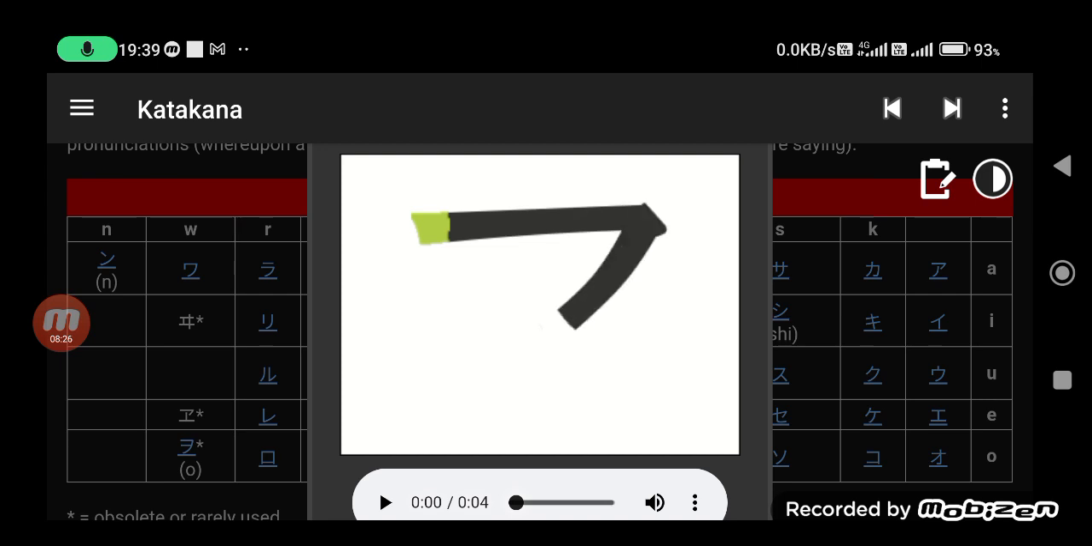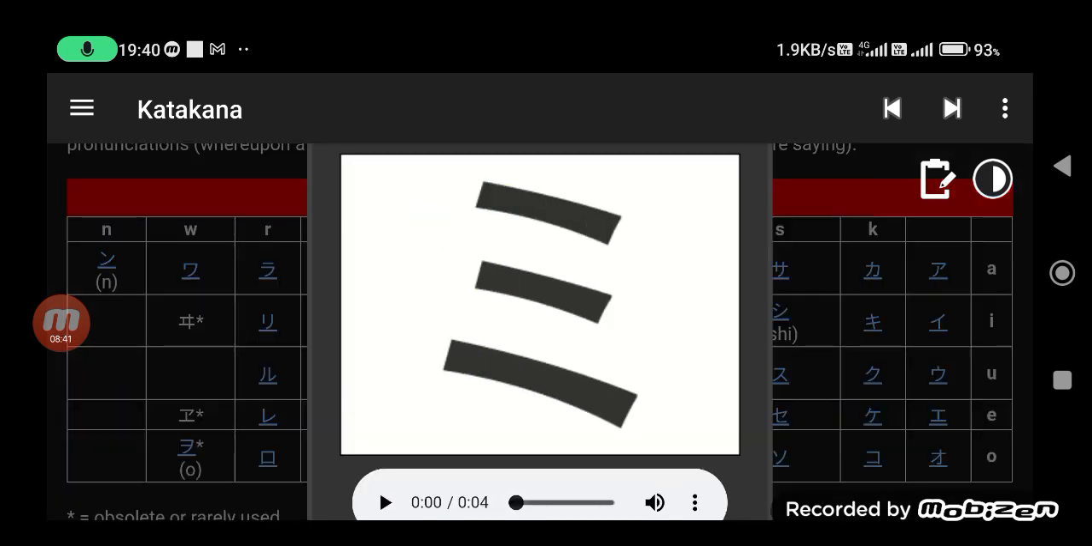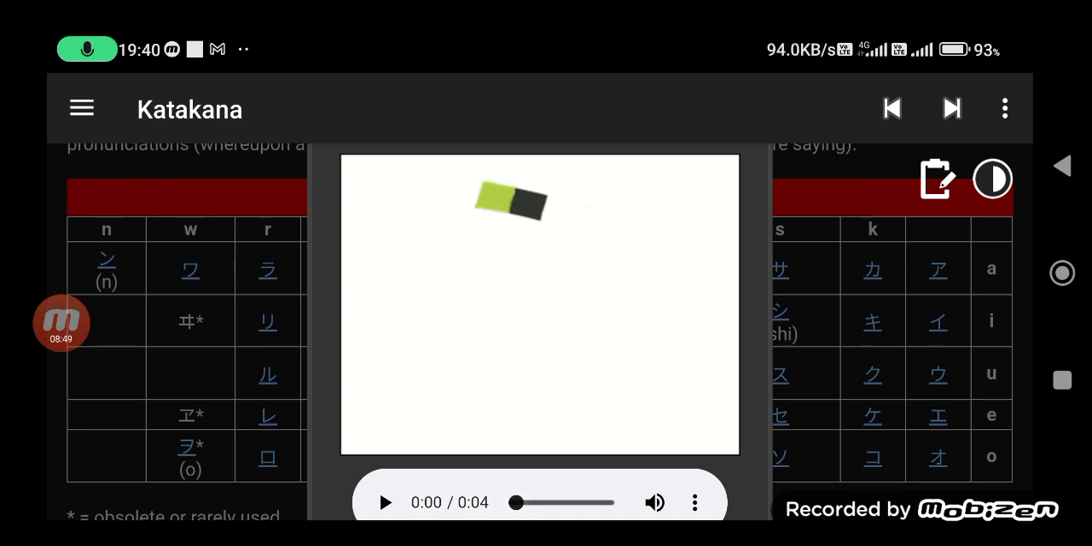Please be careful on the ma. Sometimes there are people who write the ma and a almost the same. Please note of the slight difference. This is ma. This is mi. It's 3 lines inclined to the left. And the 3rd line is the longest.